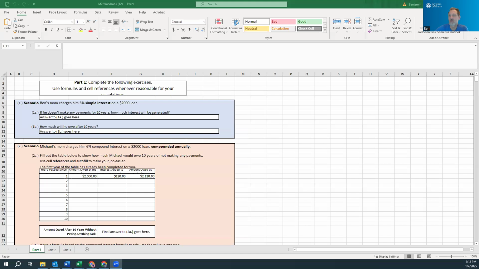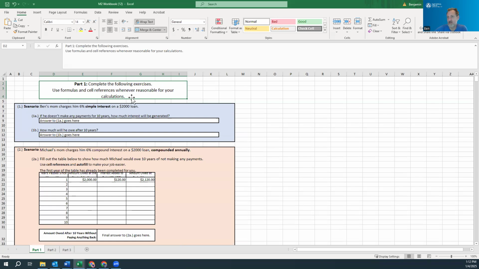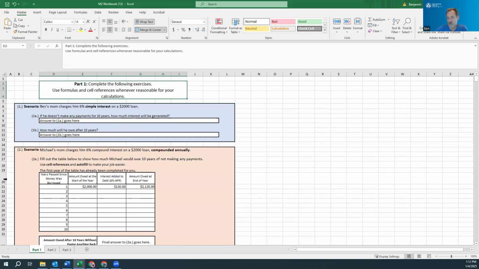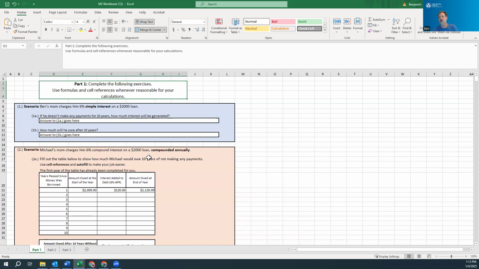This is a useful thing to know how to deal with, making columns and rows larger. So, complete the following exercises, use formulas and cell references whenever reasonable. This cell here, but the problem is that it's not big enough. So I can do a couple of things. I can make my row wider. That'll fix that. And then I see that down here, this might be slightly more important because I need to know what the headings are here.